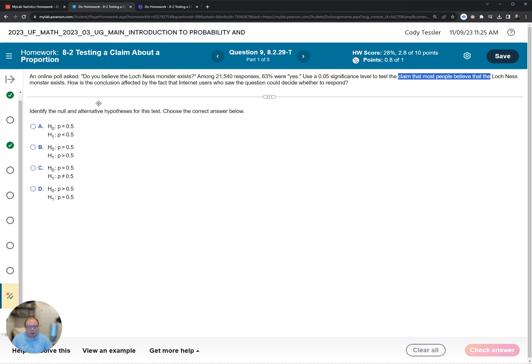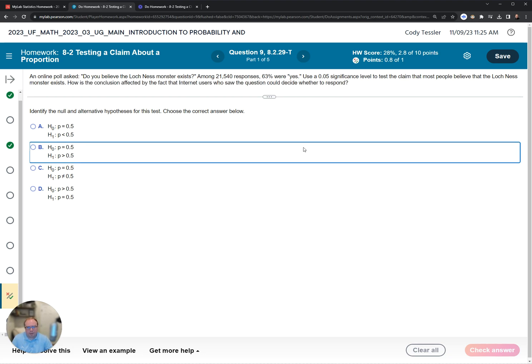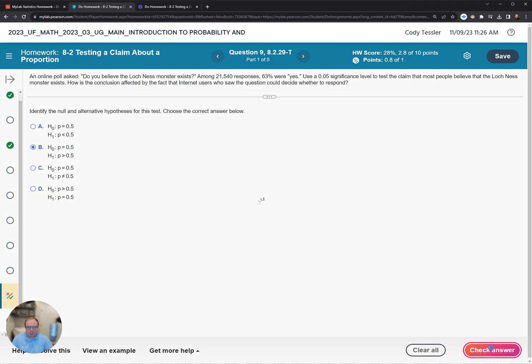So after we do our hypothesis test, we're asked, how is the conclusion affected by the fact that internet users who saw the question could decide whether or not to respond? So we're looking at a voluntary response sample, so we do need to consider that after a hypothesis test. So the null in this case is going to use equal, so that means it's got to be either A, B, or C. And this is a right-tailed test, so the correct answer is B.